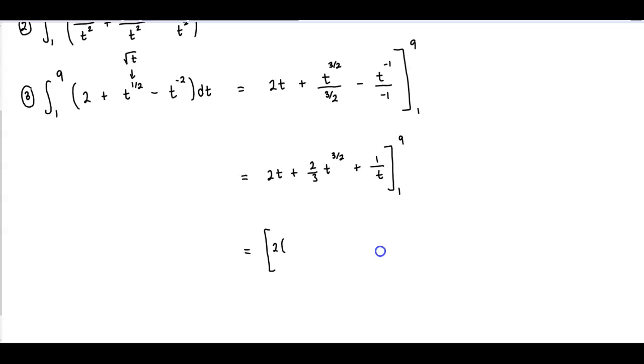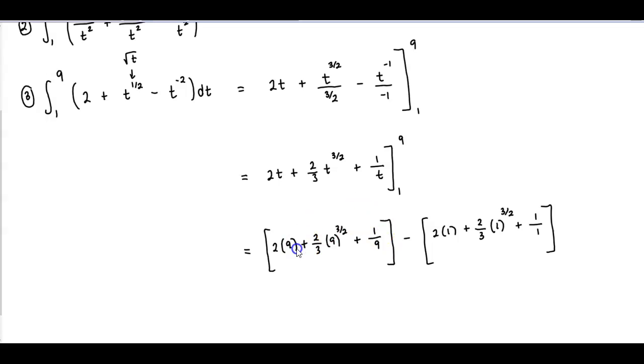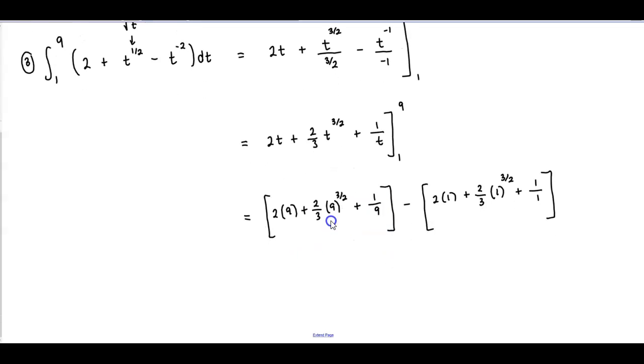So this is going to be 2 times 9 plus 2/3 times 9 to the 3 over 2 plus 1 over 9, minus, this is going to be 2 times 1 plus 2/3 times 1 to the power of 3 over 2 plus 1 over 1. Okay, so what do we know about 2 times 9? Well, 2 times 9 is going to give us 18.